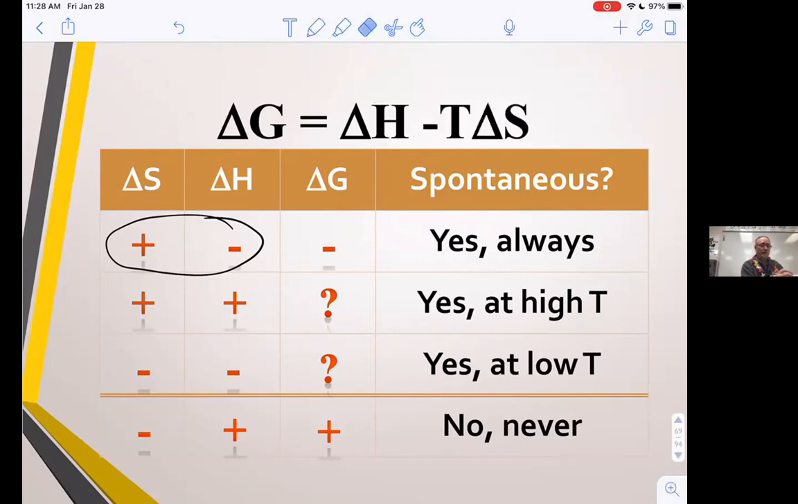If the signs are the same, if you had a positive minus another positive, you don't really know what that is. It's dependent on what your temperature value is. If both signs are negative, once again, it is dependent on the temperature. You can play with it and see whether it's high temperature or low temperature for spontaneity to get a negative delta G value. But that's the way this chart is set up in your notes.